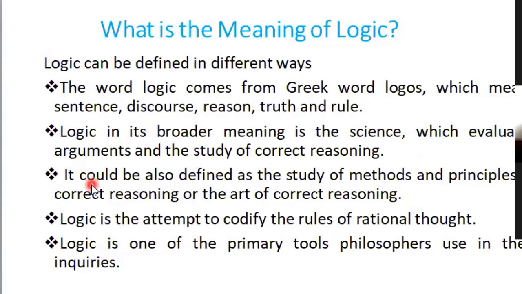Logic can also be defined as a study of methods and principles, or the art of correct reasoning. As a result, some logicians say that we can interchangeably use the words logic and theory of correct reasoning. In correct reasoning, we need methods, principles, and standards which are set beforehand, which help us as a guide or criteria to lead our argument in the correct reasoning process. So we can understand logic as the art of correct reasoning.